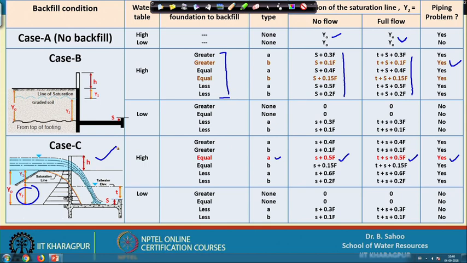By knowing all these things from the table, you can estimate your horizontal pressure forces. That means you have to know this table. Without this table, you cannot design or estimate the horizontal pressure forces.